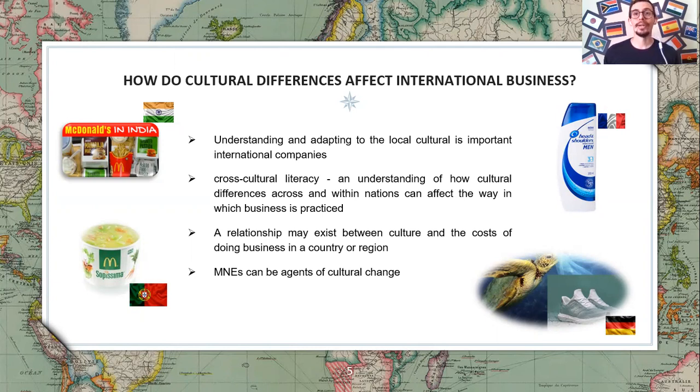Germany is one of the most sustainable countries in the world, and knowing that today the whole world is more concerned with environmental problems, the Adidas brand is selling sneakers made with plastic taken from the oceans.